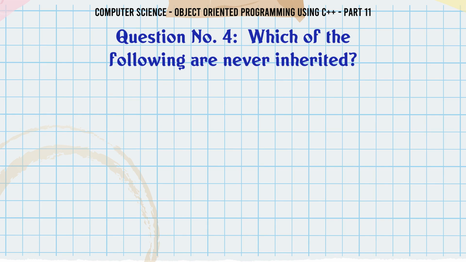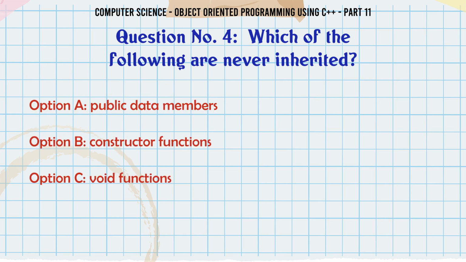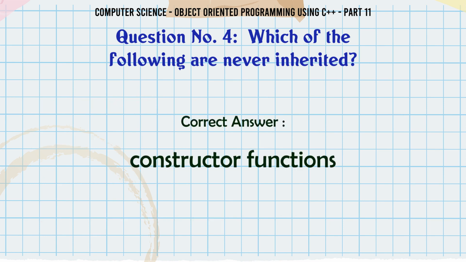Which of the following are never inherited? a) public data members, b) constructor functions, c) void functions, d) overloaded operators. The correct answer is constructor functions.